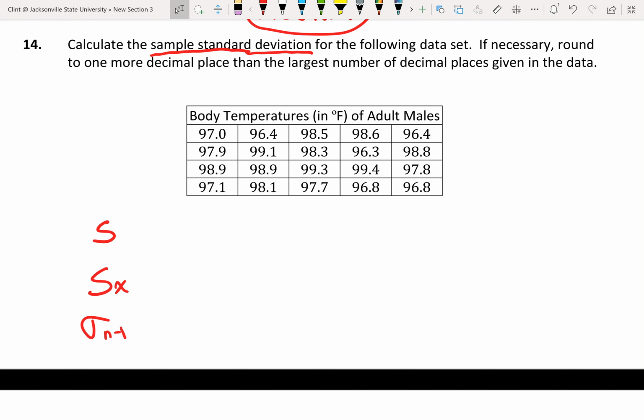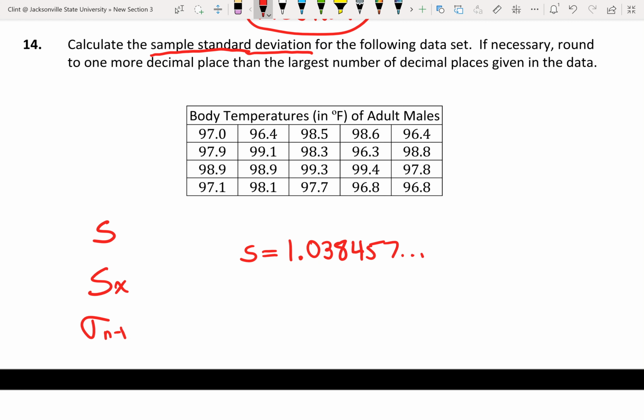Okay. Make sure you check over your data, especially when you have this much data you're typing in. Check back over your data values, make sure you haven't made a typo. So for my calculator, I've got sample standard deviation 1.038457, on and on and on.